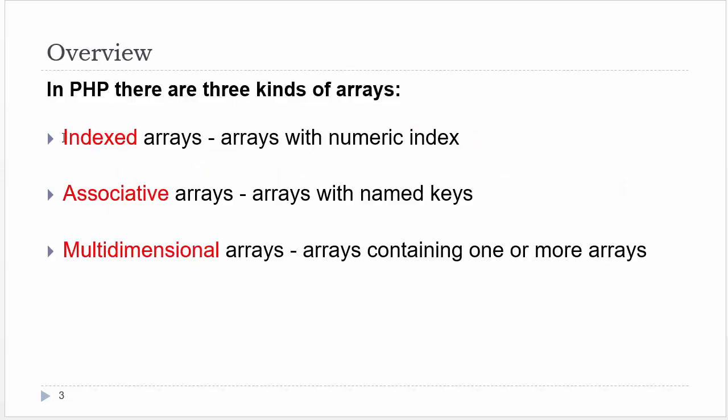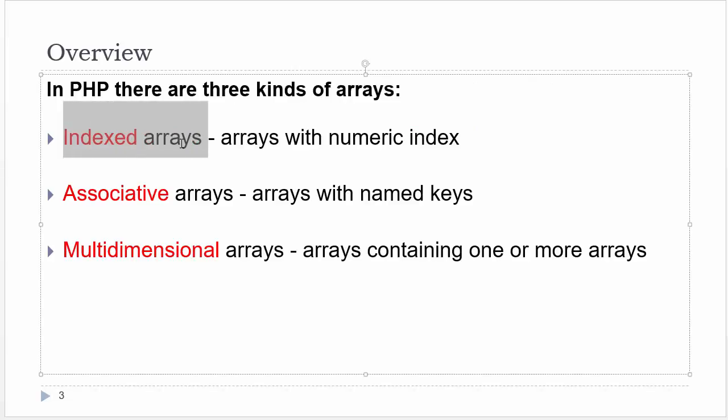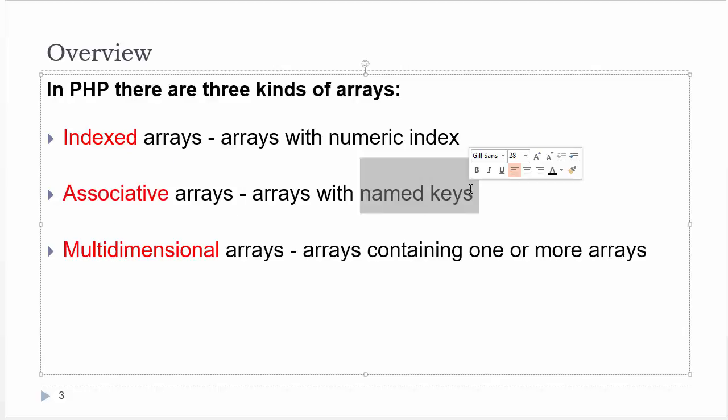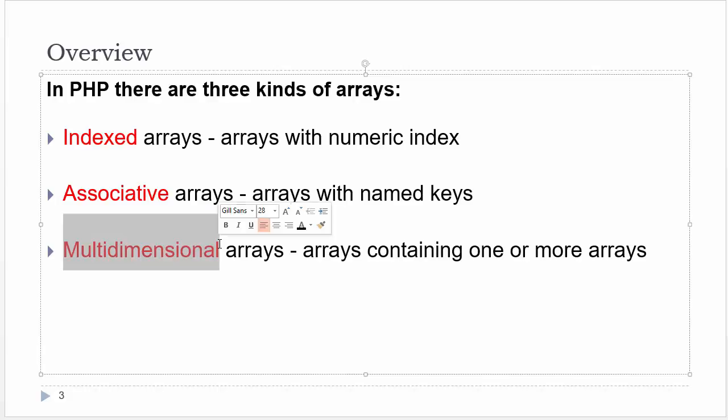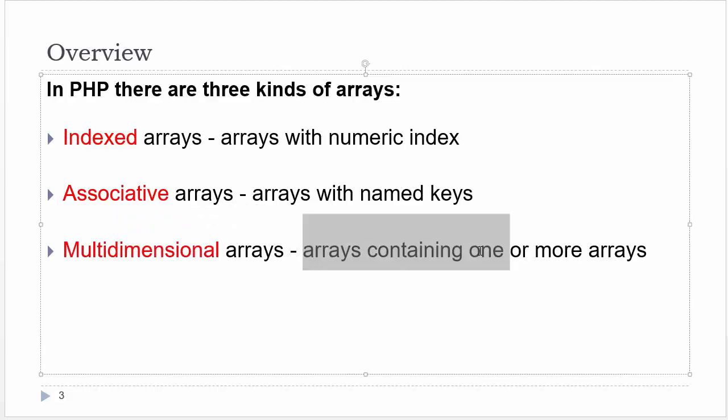In PHP, there are three kinds of arrays. An index array, in which the elements are accessed using a numeric index. An associative array, in which the elements are accessed by using named keys. We also have multi-dimensional arrays, and this is an array that contains one or more arrays. So the elements in this array would be another array.